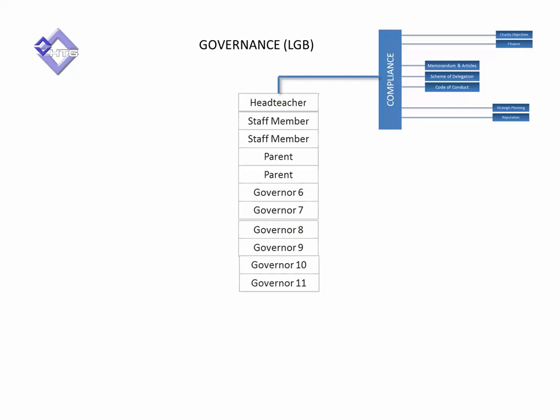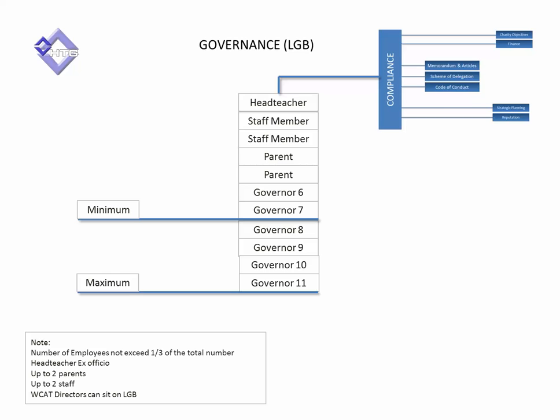So compliance, looking through the reference documents we're looking at this moment in time, there are between 7 and 11 governors. The makeup of the governing body: clearly we've got the head teacher as the member, we've got up to 2 staff members, up to 2 parent governors.